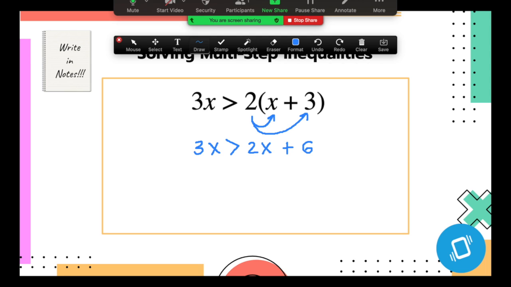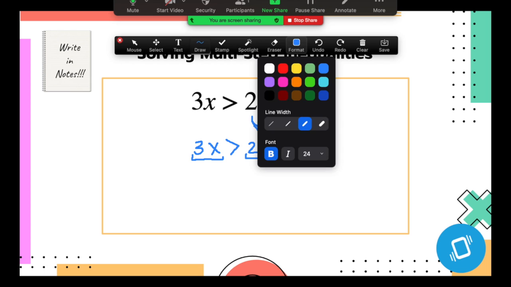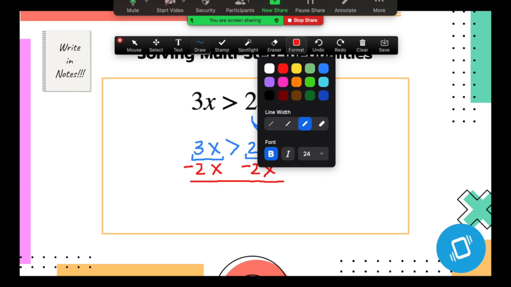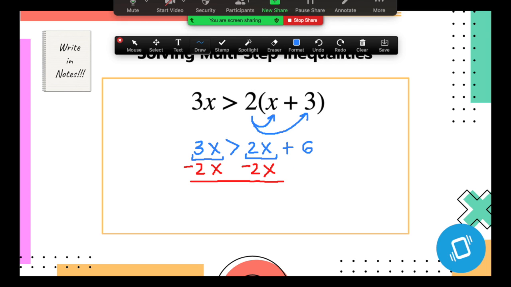The second step is to combine any like terms. I see here that I have 2x and 3x that are like terms with each other, so I want to combine them. So I'm going to subtract 2x on both sides. When I do that, I get positive x is greater than 6. And so that would be my answer.